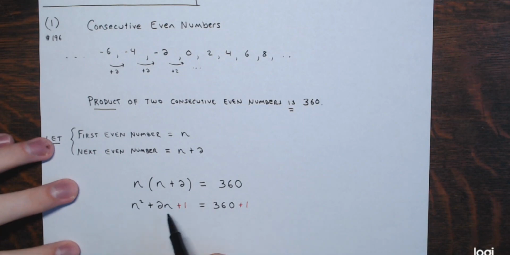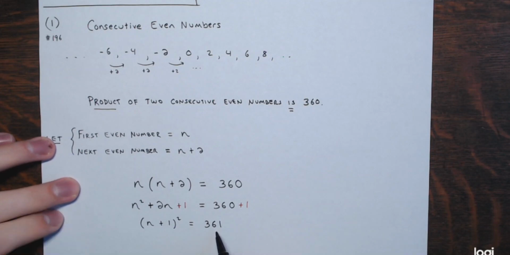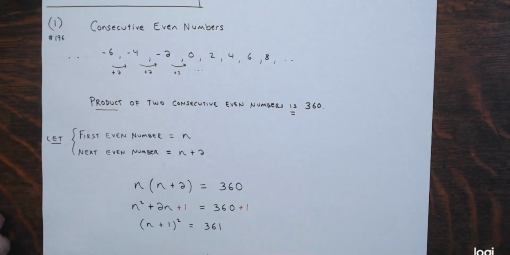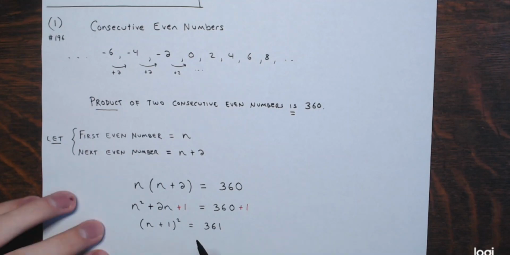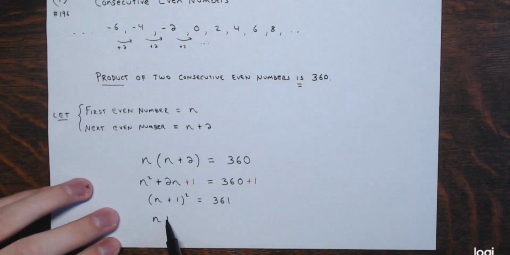All right, and then this left side here, n squared plus 2n plus 1, is the quantity n plus 1 squared, equals 361. And I'll tell you right now, 361 is 19 squared. 19 times 19 is 361. So by the square root property, n plus 1 is either 19 or n plus 1 is negative 19. And I get some solutions here. Here n equals 18. Here n equals negative 20.